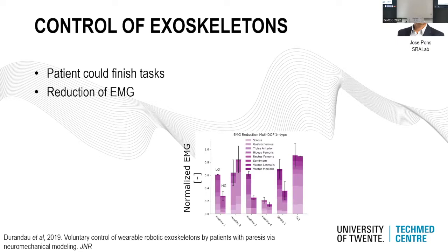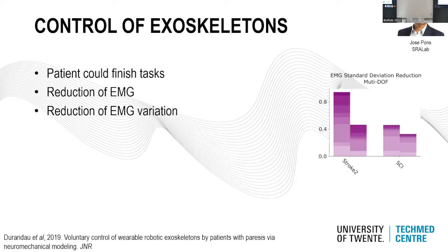And what we also saw is that by changing this level of gain or assistance, we were able to modulate EMG level, mainly by increasing the gain. So here on this plot, we can see on the right low gain, on the left side the high gain. We can see that by increasing the assistance, we were able to decrease EMG. So we were able to modulate the EMG of the patient.